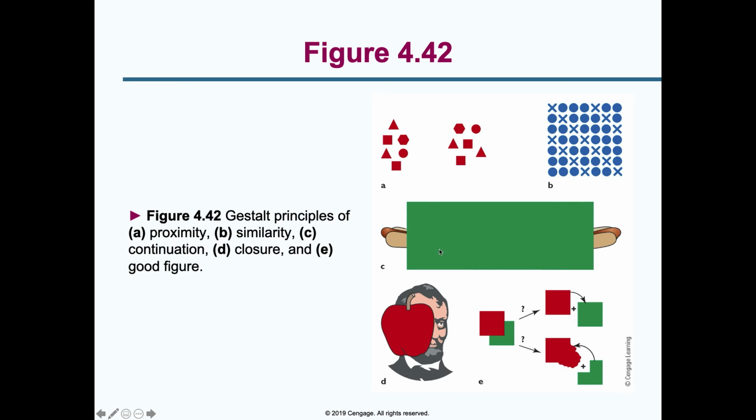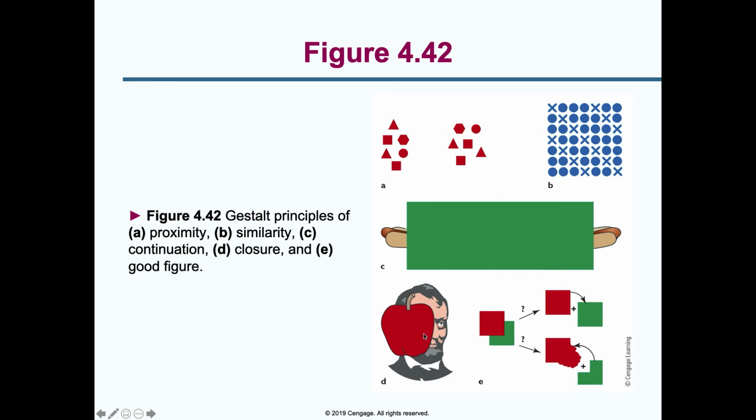C is called continuation. We see the end of a hot dog here and on this side, and then we see this green rectangular box, and we almost have to assume that the hot dog continues from this side to this side. It's just behind the green, even though it's covered by the green rectangle.